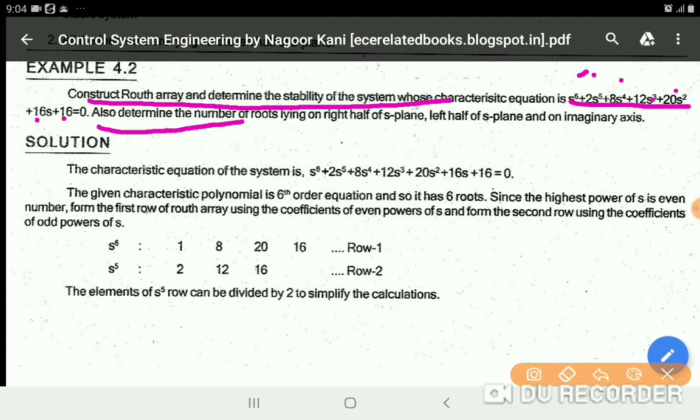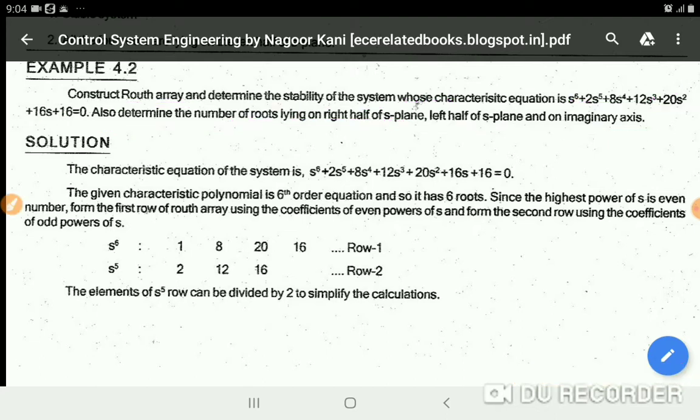Also, we are asked to determine the number of roots lying on the right half of S plane, left half of the S plane and on the imaginary axis. Let us get into the solution side. So, the characteristic equation given has an order of 6. The highest power of S in an equation is the order. So, a sixth order equation has 6 roots.